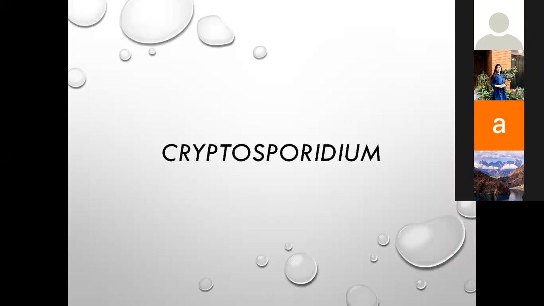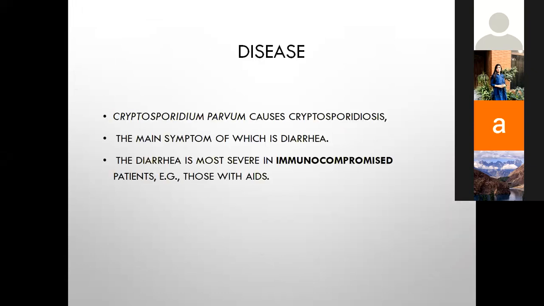The next organism is also a protozoan involved in the gut, that is Cryptosporidium. Cryptosporidium parvum causes cryptosporidiosis. The main symptom is diarrhea. The diarrhea is most severe in the immunocompromised. Like I told you before, in many other diseases of bacteriology, these are parasites which usually don't occur in normal humans. They are more severe in the immunocompromised, and usually involve mostly immunocompromised patients like AIDS or all the other types which I told you before.